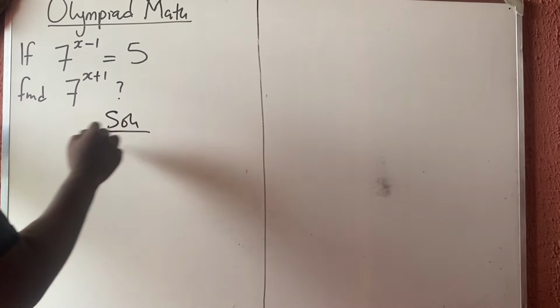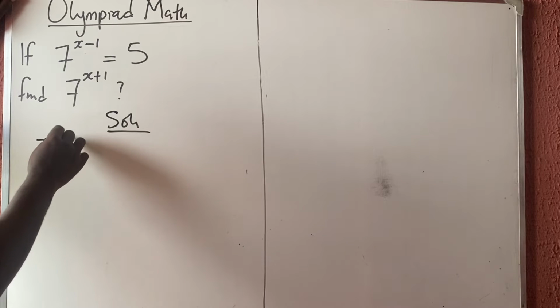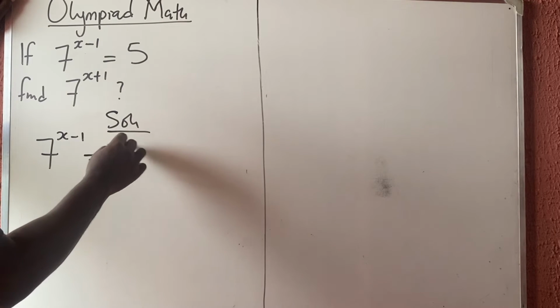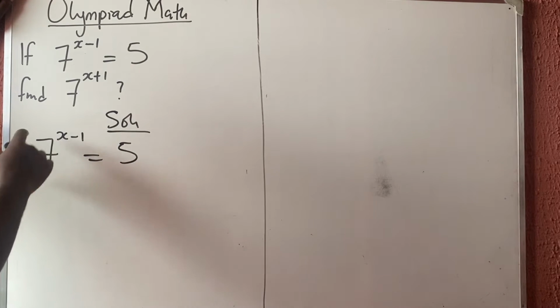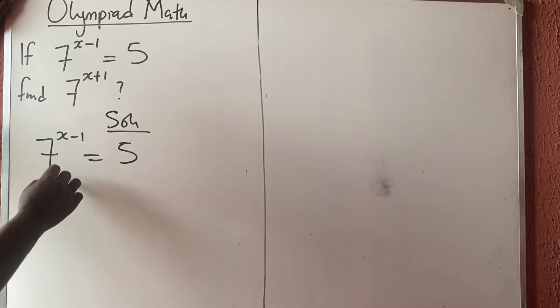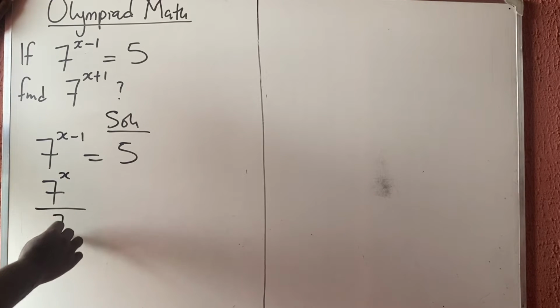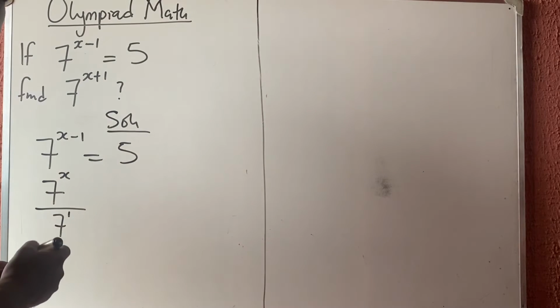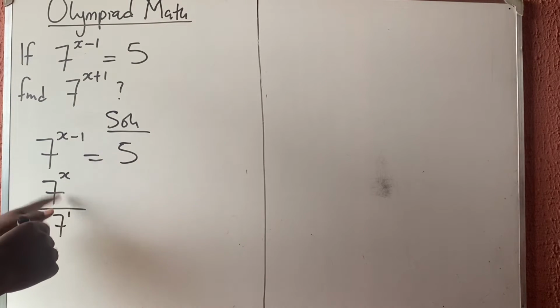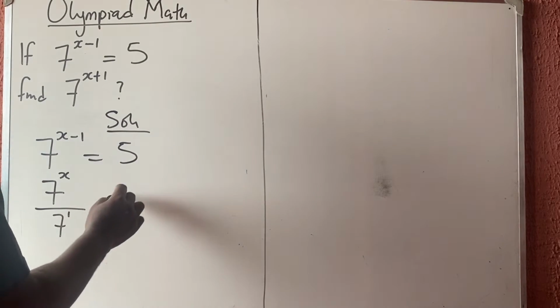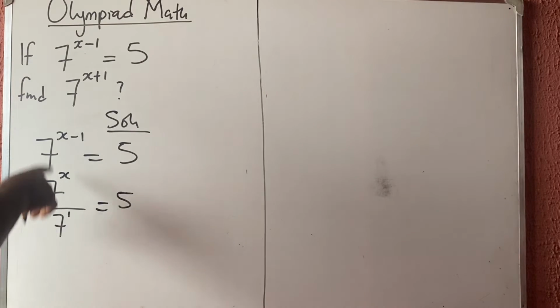Let's start from what we are given. They gave us 7^(x-1) is equal to what? 5. Now, this is the same as saying 7^x divided by 7^1, because according to indices, what brought about this minus was because of divide. Okay, is equal to what? 5.